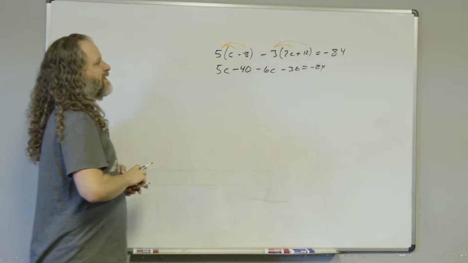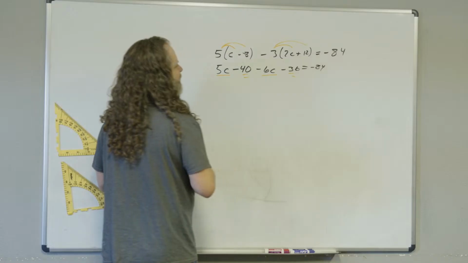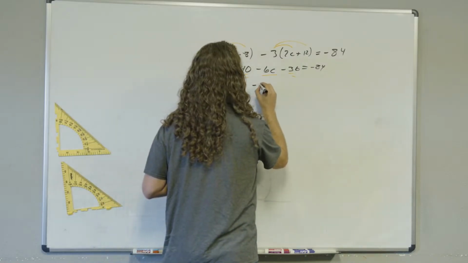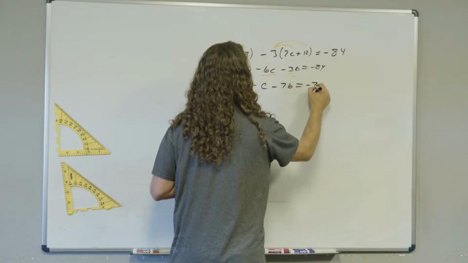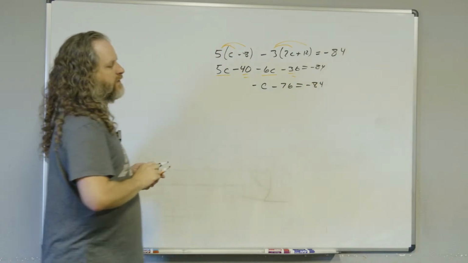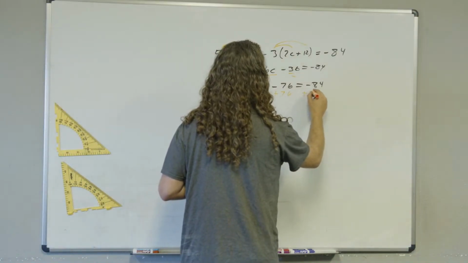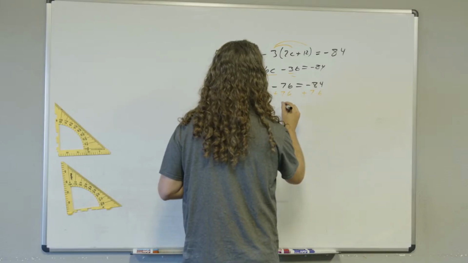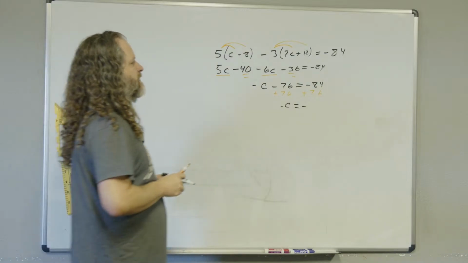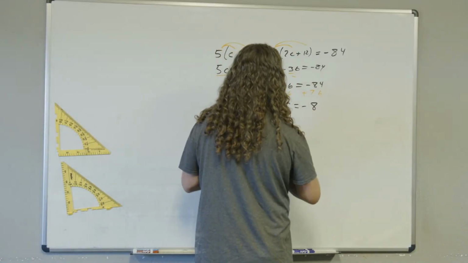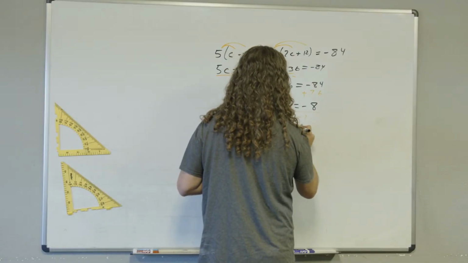Great. Combine like terms. Sounds good. Negative C minus 76 trombones. Oh, that's what I did. And then we would add 76. And we get negative C equals negative 8. Divide by negative 1 and get C equals 8.